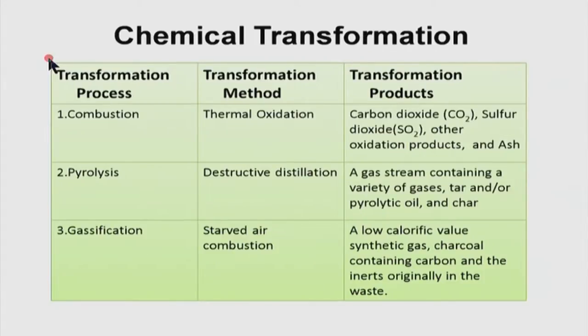The second component of the treatment is the chemical transformation. For example, the one which is significantly important for our waste is combustion, which we generally call incineration for solid waste. So what is incineration or combustion? Everyone of you or your students may know it. It's basically thermal oxidation. That means at elevated temperature, we oxidize our waste to final products such as carbon dioxide, sulfur dioxides, and other oxidation products. And of course, we get a small amount, or depending on the waste, a good amount of ash, maybe.